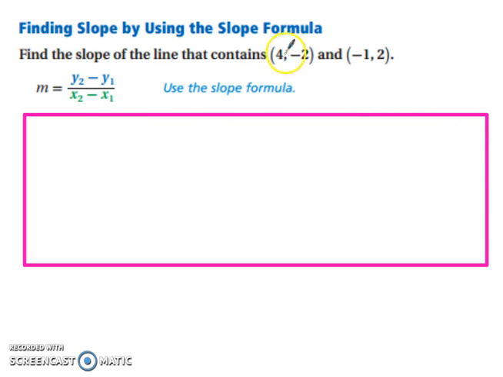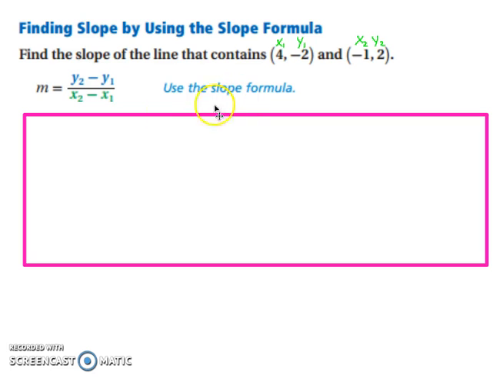I suggest labeling your points. So you have x1, y1, x2, y2. Your little sub-numbers here are just to denote that, hey, that's the first point we're looking at, and this one is the second. It's to keep them separate.